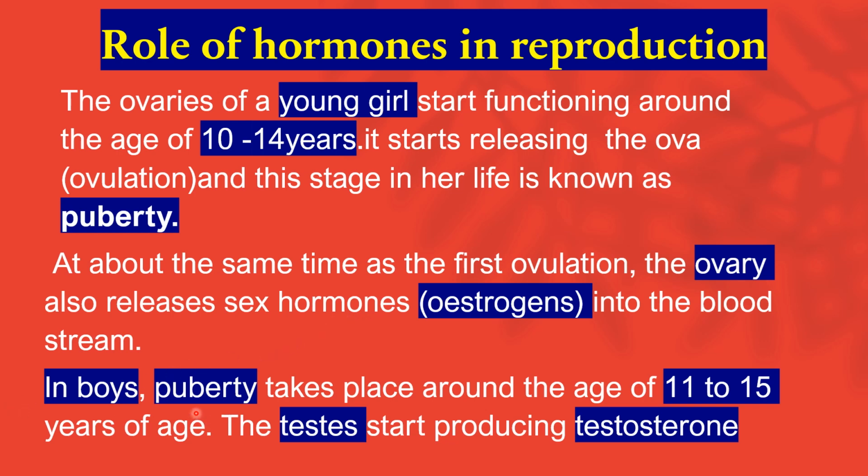In boys, puberty takes place around the age of 11 to 15 years. The testes start producing testosterone. Testosterone is a male sex hormone produced from the testes. These, estrogen and testosterone, are responsible for the secondary sexual characteristics in female and male respectively.